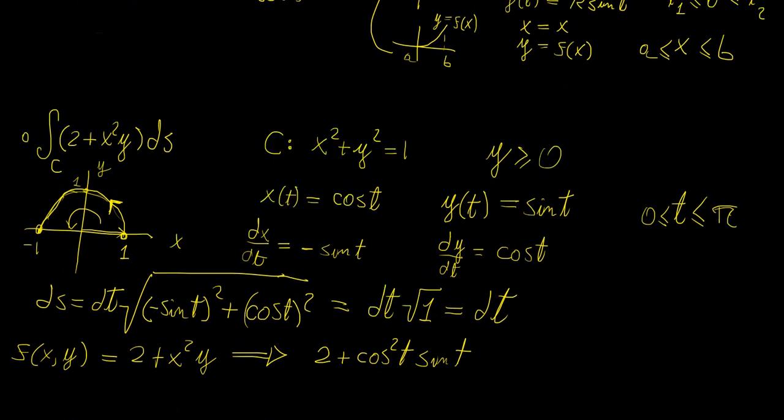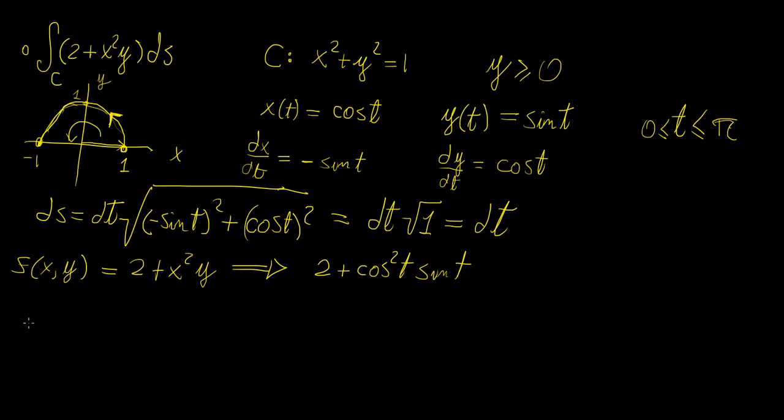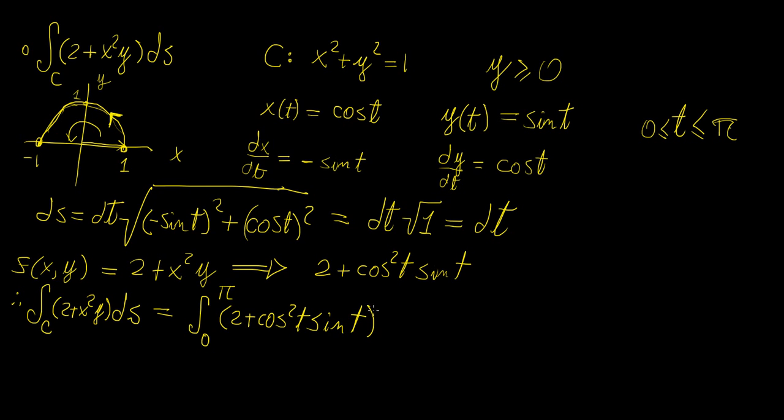And now if we put all of this information together, the integral over C of this function 2 plus x squared y ds is going to be equal to the integral. Now we introduce the limits here, so from 0 to pi of the function 2 plus cosine squared t sine t, and then we multiply it by this element, which turned out to just be dt. So we're going to have this.